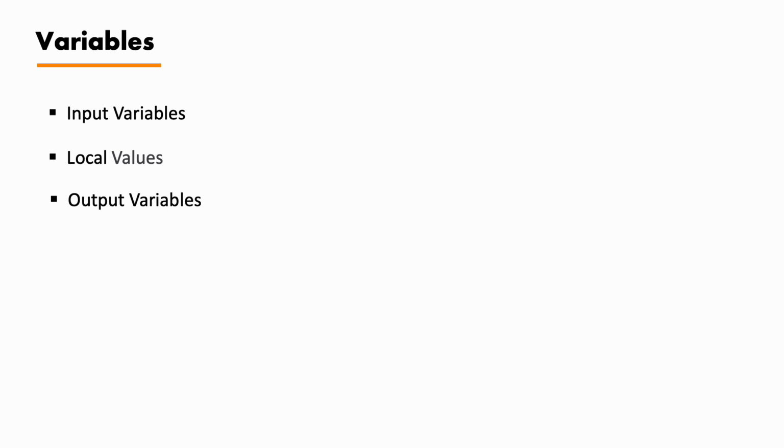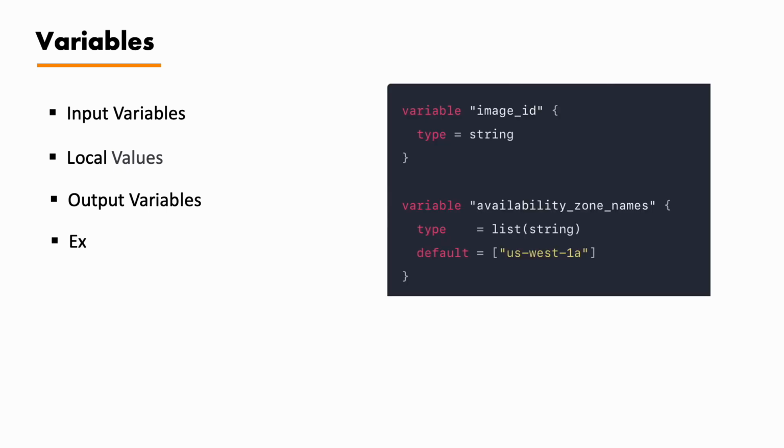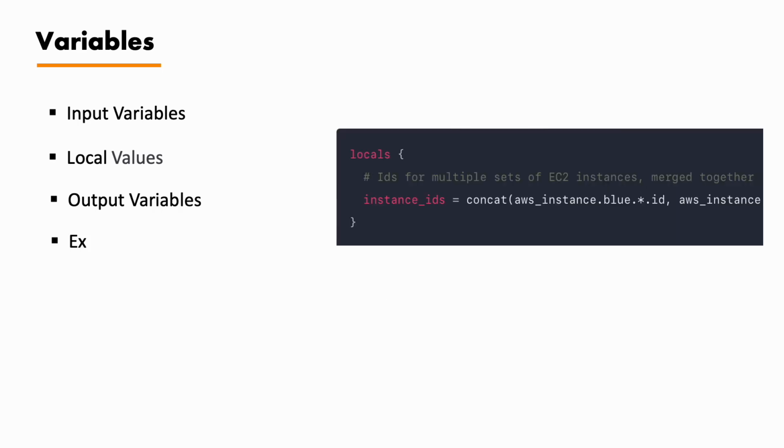Let's see the example. This is how we're going to create a variable. First we will define a block with a keyword called variable, and then we will define our own name, and we can use the type to specify which type of variable we want to create. Terraform supports list, string, integer, and map variable types.